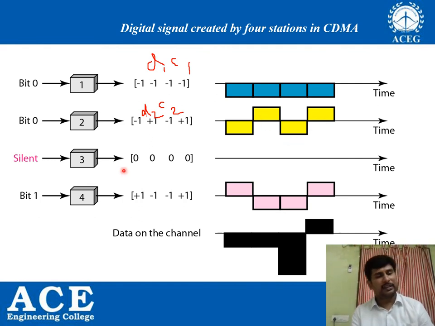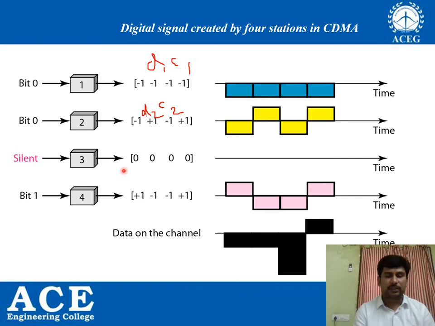D3 is silent, so D3 is 0, and we are representing it with all zeros. D4 is transmitting bit 1, so 1 multiplied with the code of device 4 will give you plus 1, minus 1, minus 1 and plus 1. Now we are adding all those 4 bits. This is minus 1, minus 1, plus 0, plus 1, which is totally minus 1.